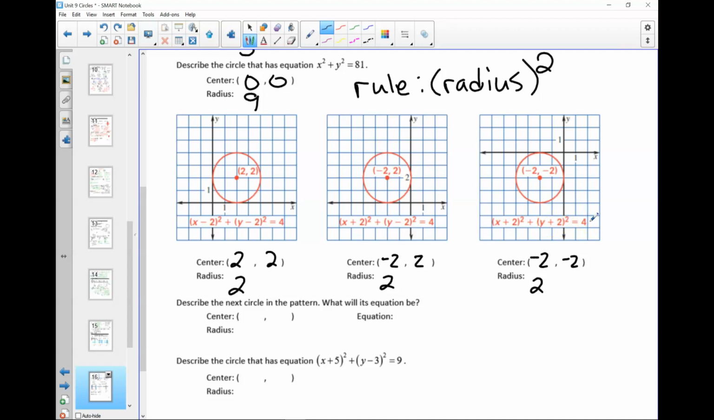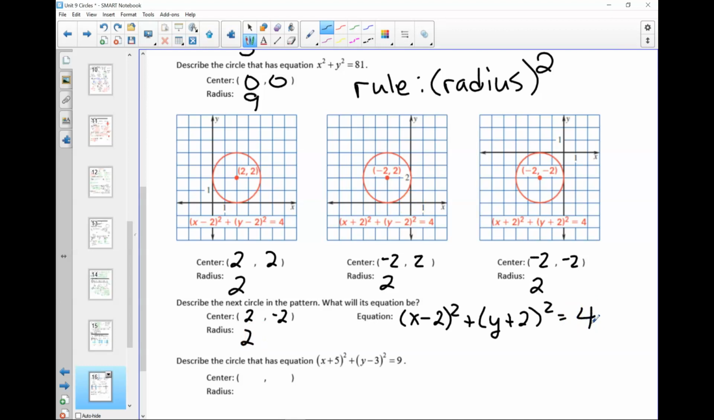If we moved it around the coordinate plane, we're going to have (2, -2) with a radius of 2. Well, let's see how this pattern works. I would say it's x minus the x coordinate, squared, plus y minus the y coordinate. Two negatives become a positive: (y plus 2) squared equals the radius squared, or 2 squared.